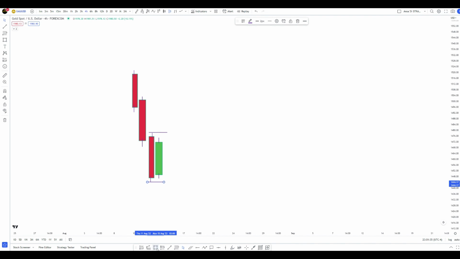So how do we know if this is a pullback? The only way we can identify a valid pullback is if this bullish candle's high goes above this candle's high here. So now we are in a pullback phase. Another candle opened, and we're still in the pullback. This is another candle telling us we're still in the pullback.